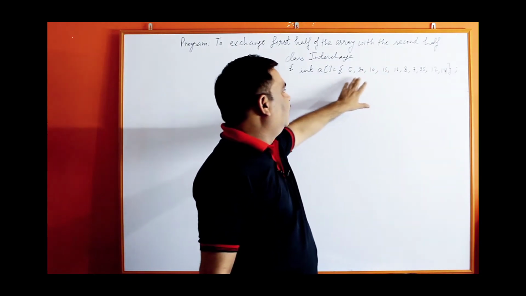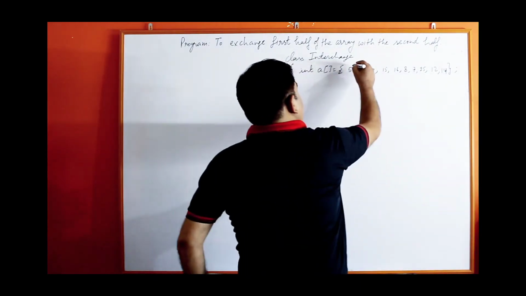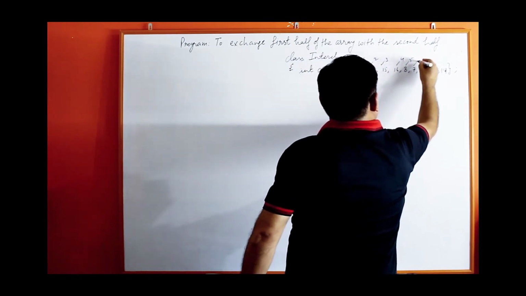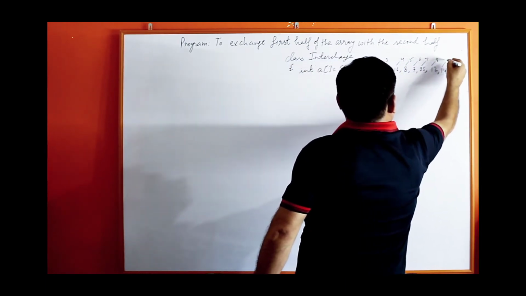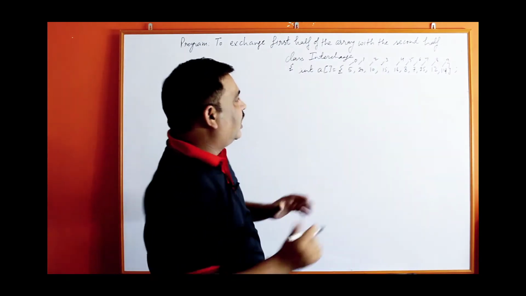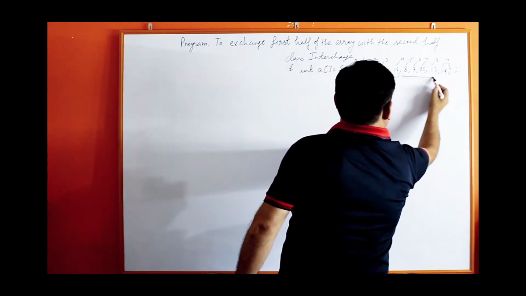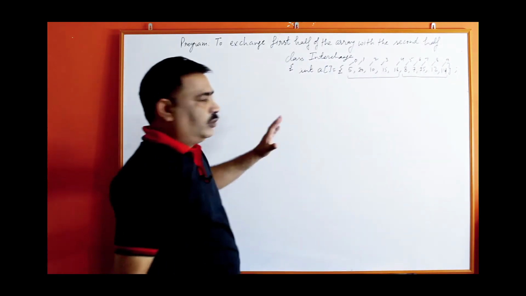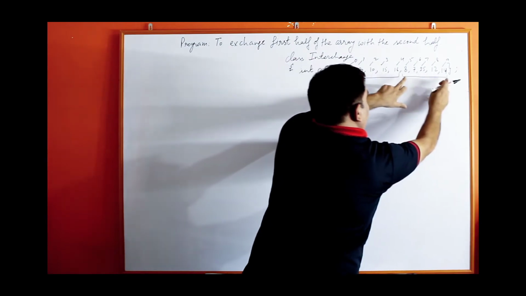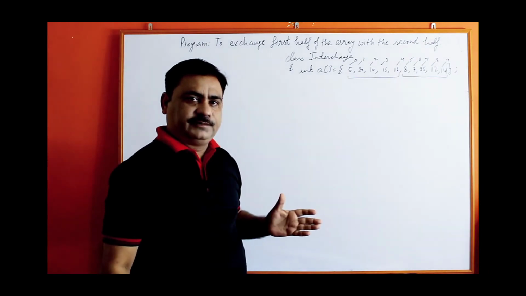The array is declared here having 10 values, 1, 2, 3, 4, 5, 6, 7, 8, 9, 10, having indexes from 0 to 9. These are the indexes. Now what you have to do? You have to exchange the first half. The first half of the array is this one, and this is the second half. In this program, we have to bring the second half here and the first half here. So the program is to exchange the first half of the array with the second half.